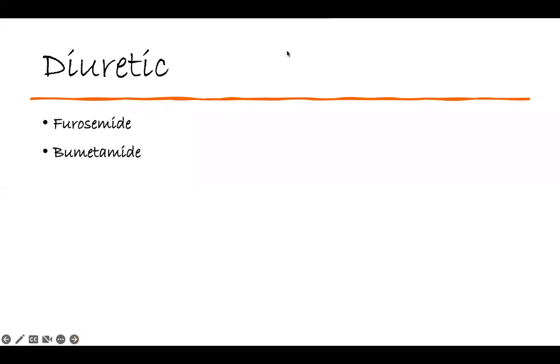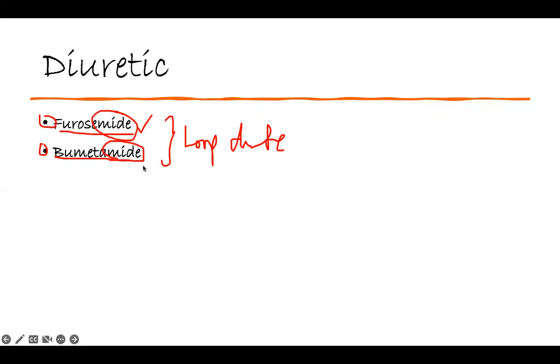The next one, furosemide, loop diuretics. These are what we call loop diuretics. Everybody knows Lasix, which is furosemide. Well, the examiner will give you this: bumetanide. Sometimes they will give you furosemide. Bumetanide is less common, so that's what most people don't pay attention to.